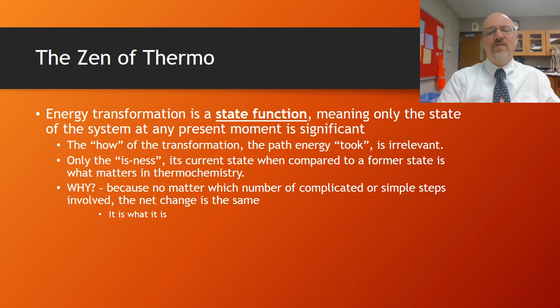So how you get from the beginning to the end of an energy change, it doesn't really matter, because there could be a million different paths to take, but they all in the end result in the same amount of energy transfer, either into or out of a system. So only the isness, the current state, what it is now compared to what it was before the reaction happened or before the process happened. That's all we care about, is where did we end up? How is it different now from before? Not how did it get there, by what path did it get there.